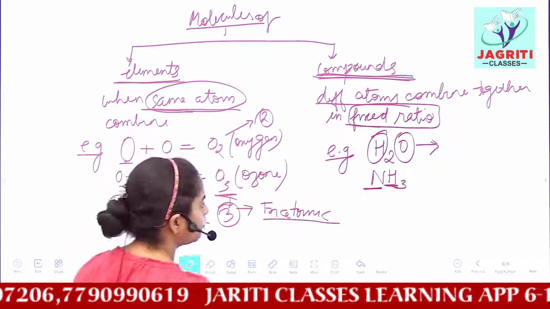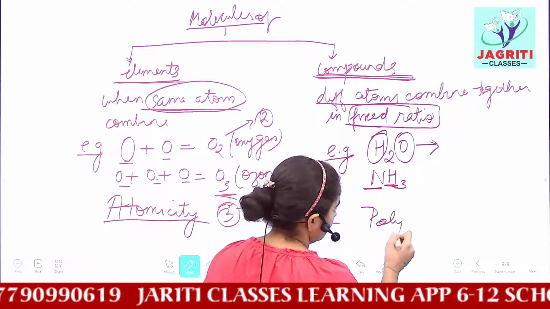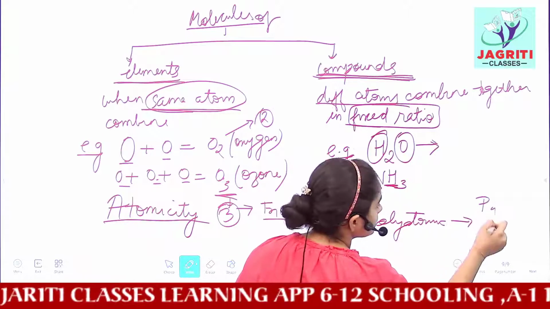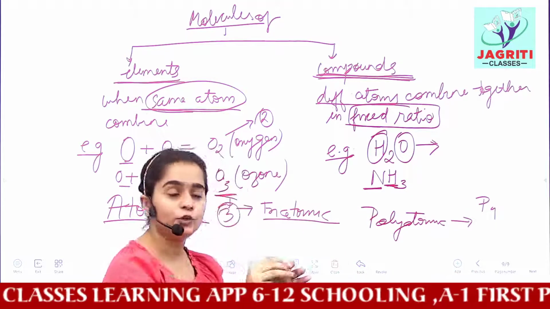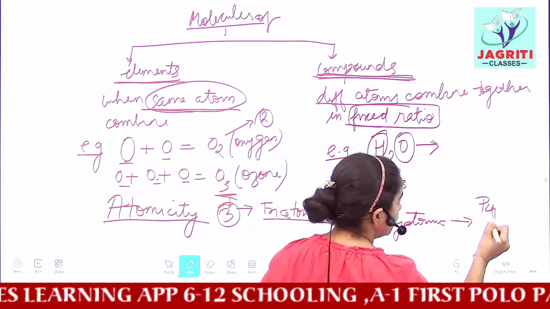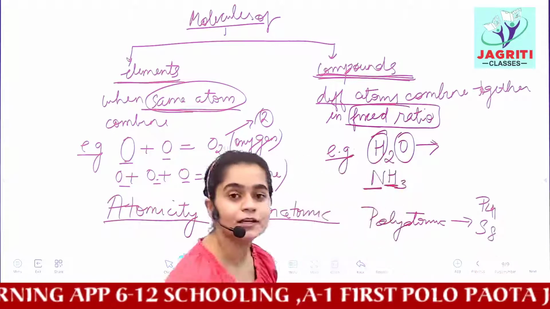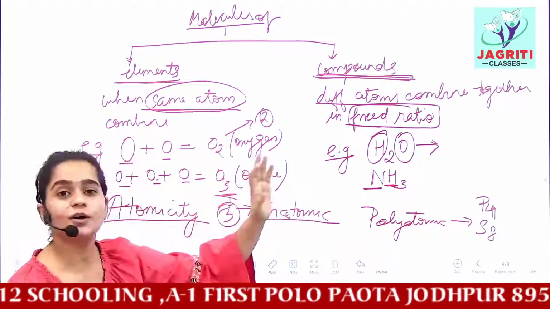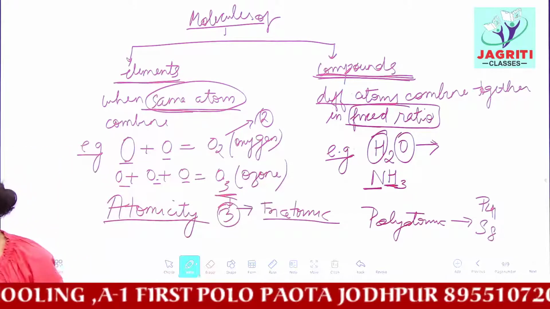The examples of polyatomic can be, like phosphorus. 4 phosphorus atoms combine together, so it is P4. Or sulfur, we can say S8. So these are the polyatomic species. So this is what the molecules of elements and the molecules of compounds are.